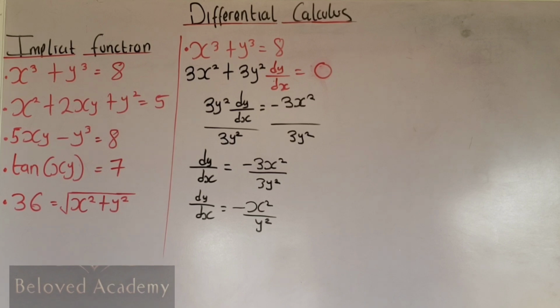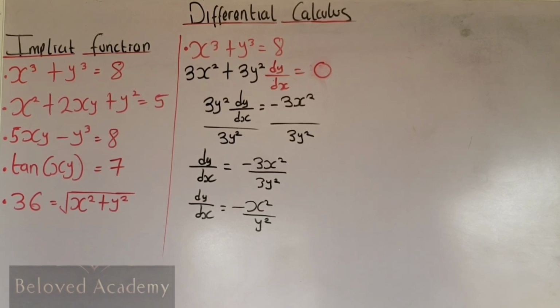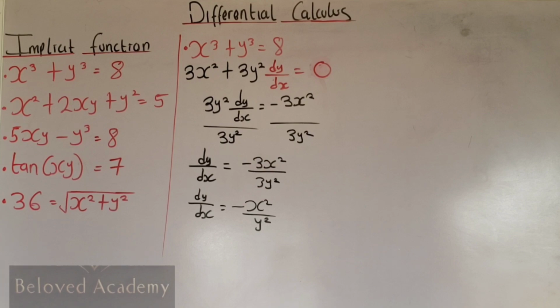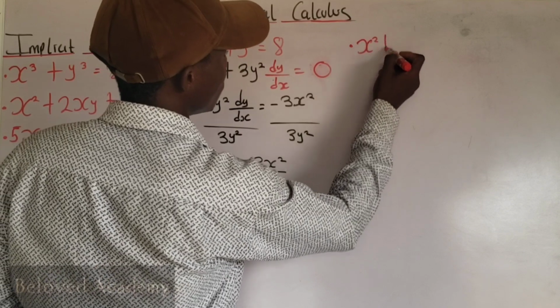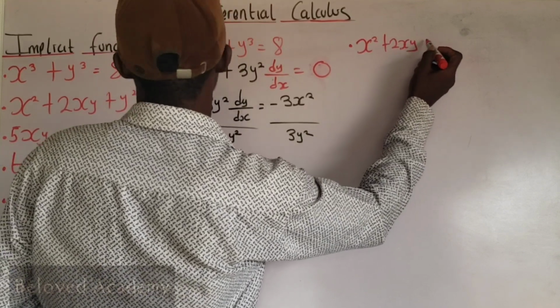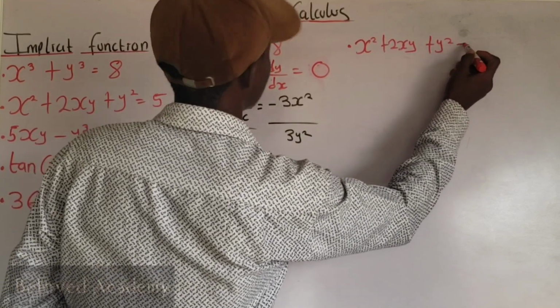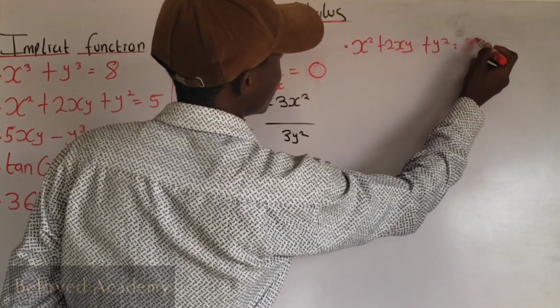Okay, so let's move to the second question. The second question says we have to find the derivative of x squared plus 2xy plus y squared equals 5. Okay, how do we take the derivative of this implicit function? All you have to do is, let's first write it out. We have x squared plus 2xy plus y squared equals 5.